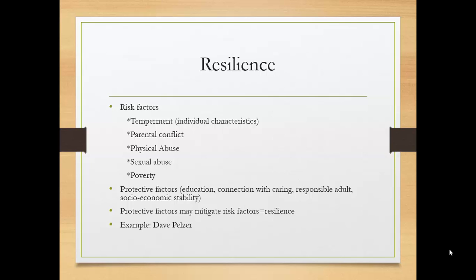Another risk factor that we often talk about is poverty. Children who grow up in poverty, often, there's something about being poor that makes life very difficult. And it's not just the absence of money, but it's the lack of stability. There's often a lack of future orientation.